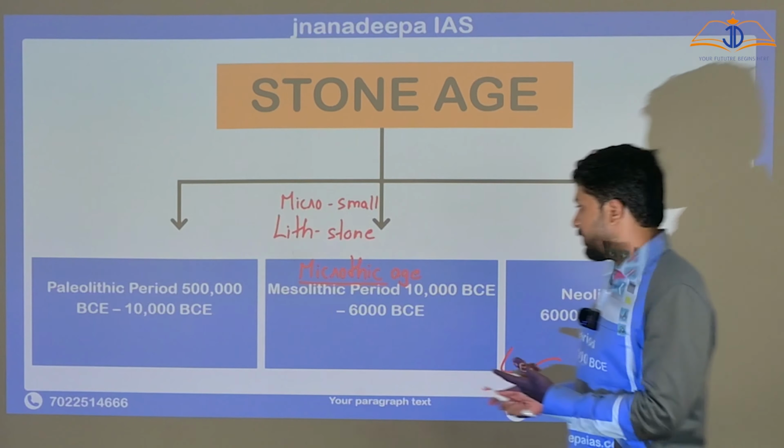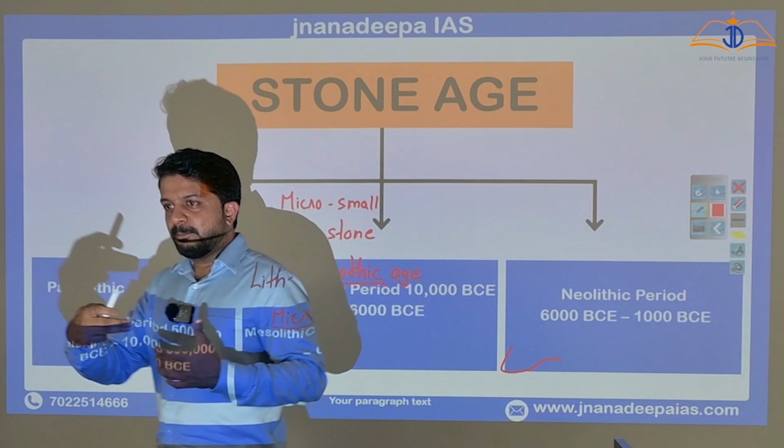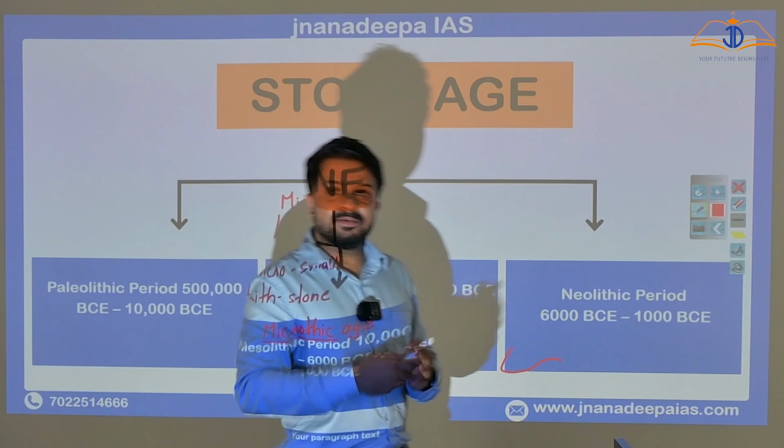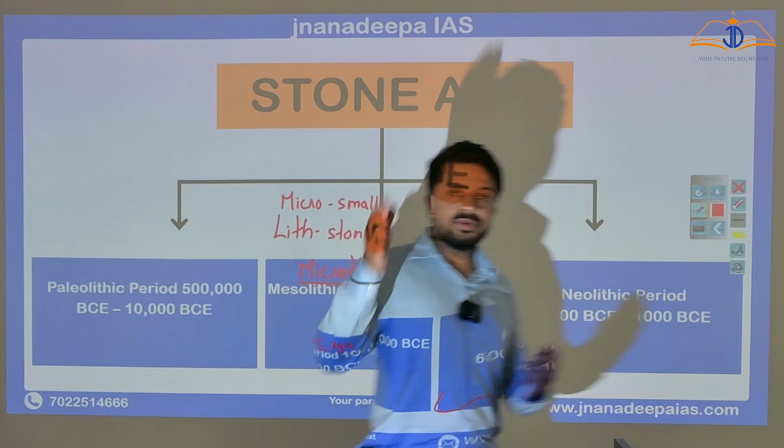Then slowly, when human beings started using better tools, they were able to control nature better. They were able to hunt more animals. They were able to cut down trees quite easily compared to the Paleolithic age. And when they started doing it, they also started digging the ground, which was very important for agriculture. So slowly they transitioned from the Mesolithic period to the Neolithic period.